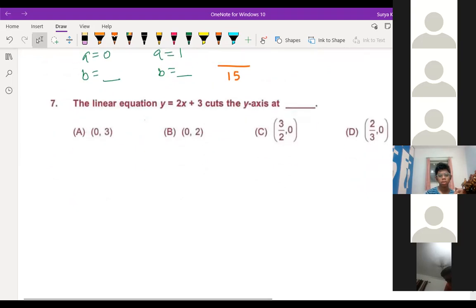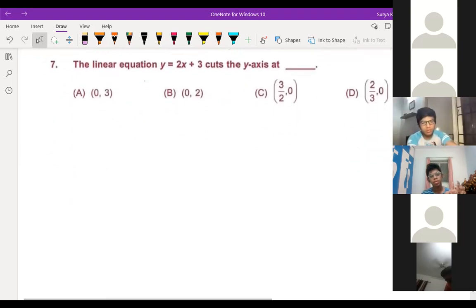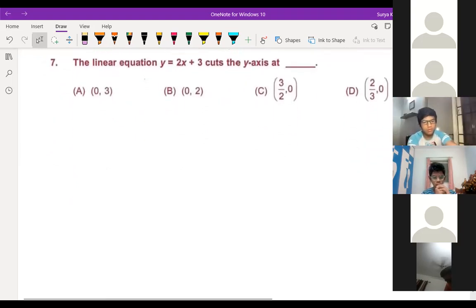Now see question number 7. The linear equation y is equal to this much cuts the y axis at. Sir, option A. How option A? Sir, if we assume x as 0, then y is equal to 3, so the point is 0, 3.